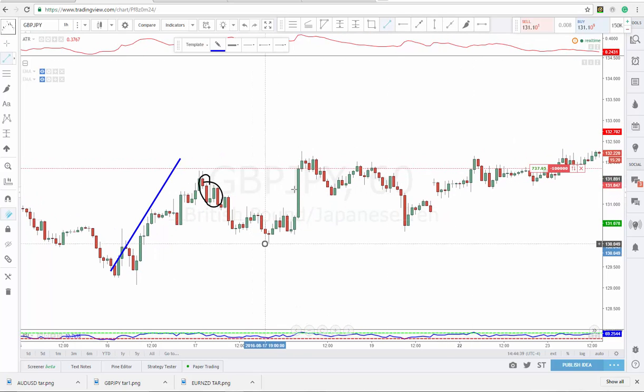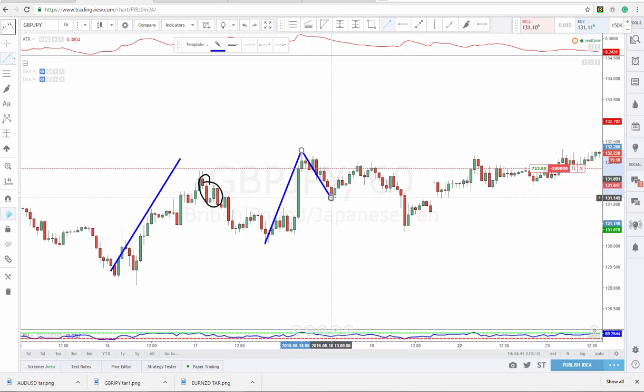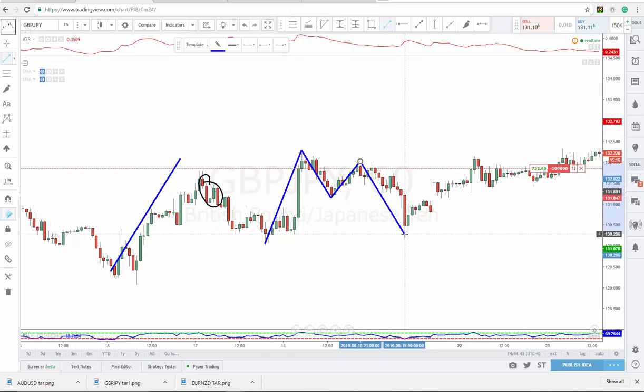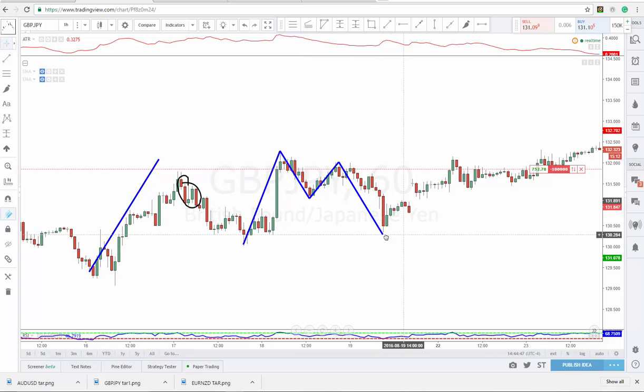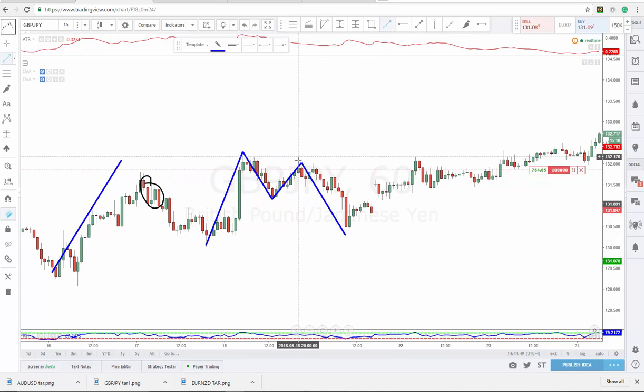Here is a good impulsive move up. We moved up rather quickly. This was actually close to being a bat pattern, probably not quite an 886 on our entry here. This would be a good impulsive move down. Not very many pullbacks, just this one green candle here.